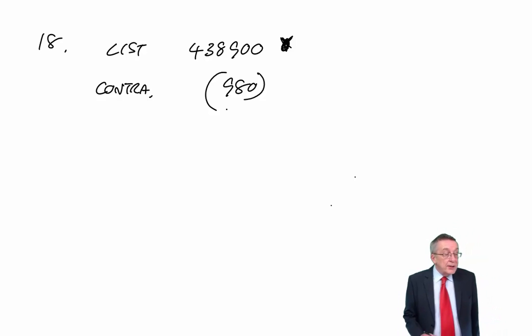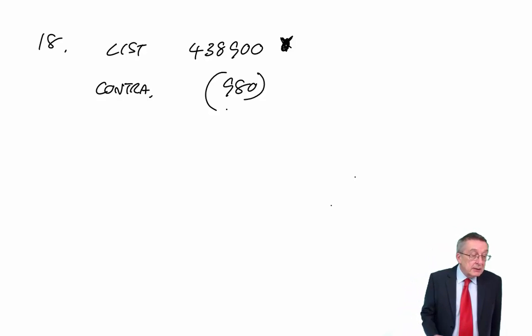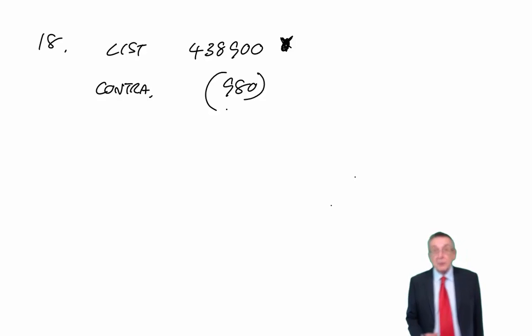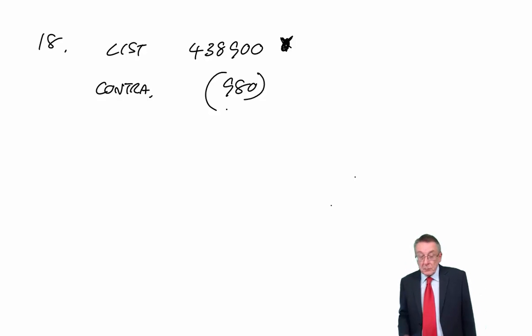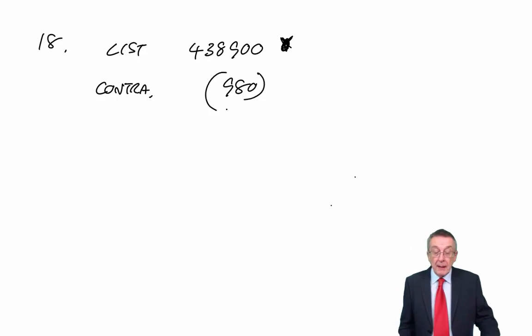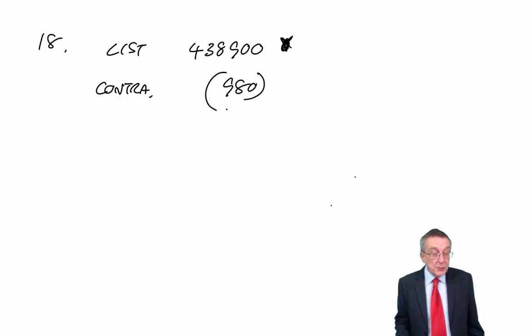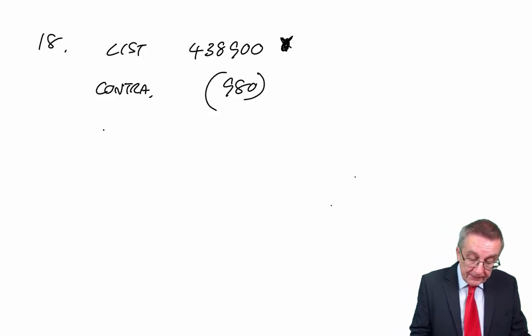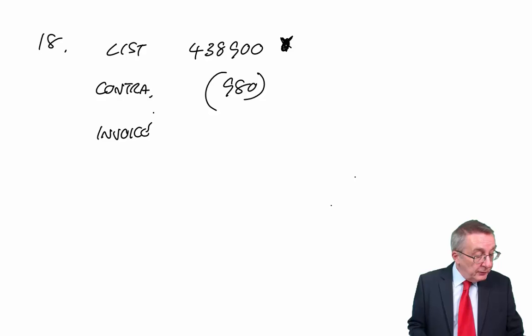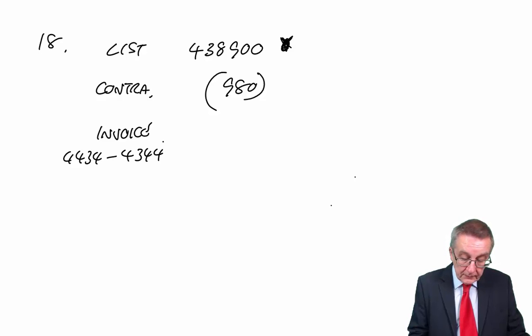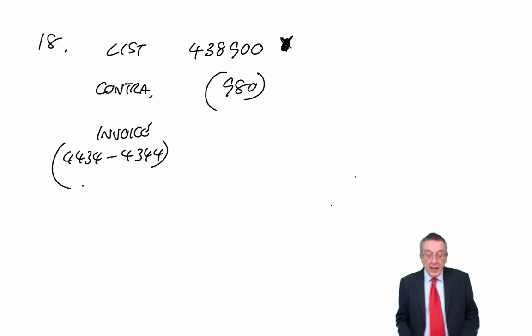Number 3, an invoice of 4344 was entered in the supplier's account as 4434. Well, that is going to affect it. If the individual account is wrong, the total of all the balances will be wrong as well. So, wrong invoice. Which way round was it? We should have entered 4344, we'd actually entered 4434. And so we'd entered too much.